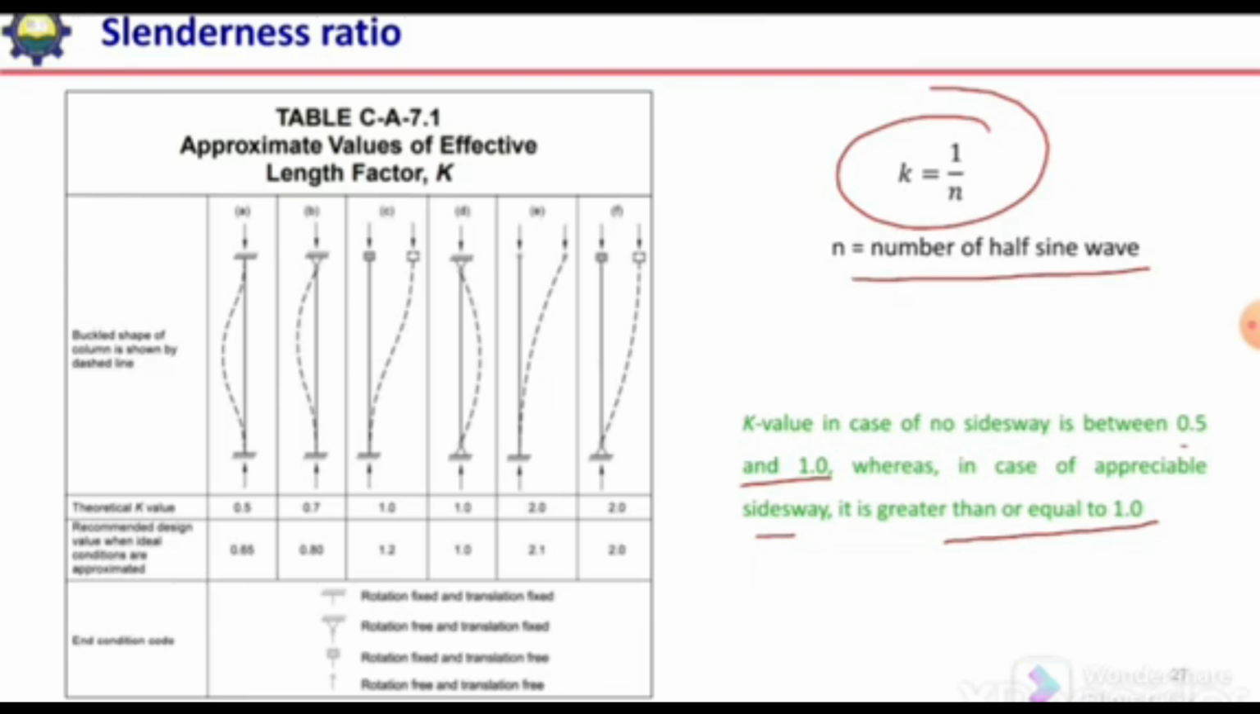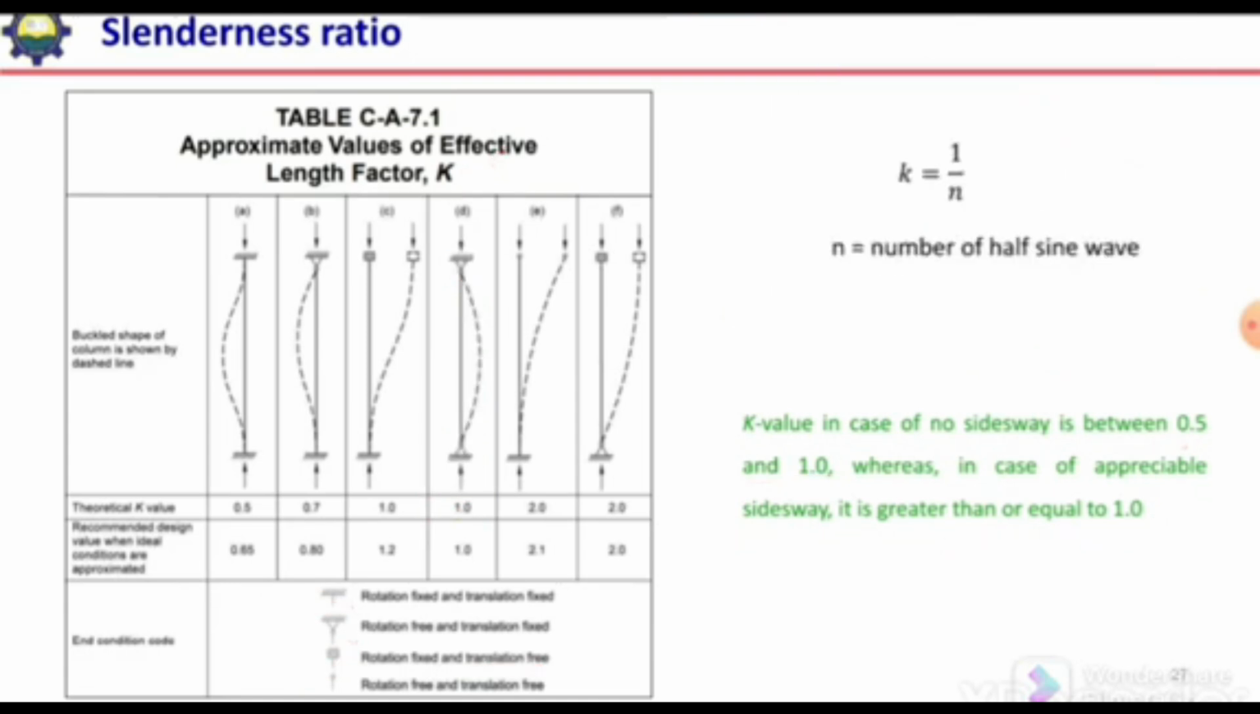So for example, if we first see this condition, this D condition, we have different types of supports. This is a fixed support, this is a pin support, this is a support in which rotation is fixed but translation is free, meaning it can sway, and the last one is where rotation as well as translation are both free. So here in this D case, we have a pin support at the top and a pin support at the bottom. When this column buckles, only a single half sine wave will form. So we will have N equal to 1, so K will be equal to 1 over 1, which is 1. So our K value will be equal to 1 when we have pin supports at the ends.